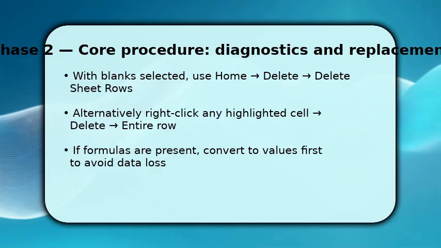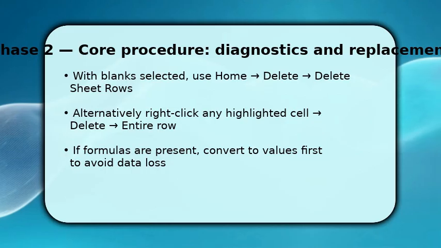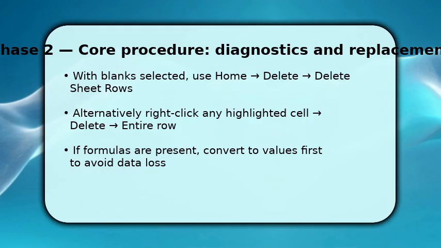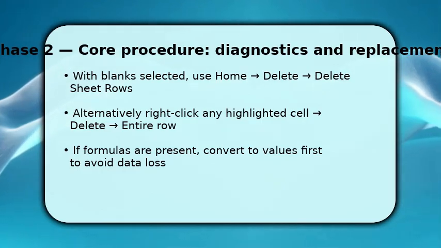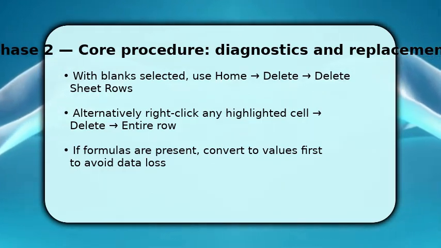If your sheet contains formulas that return empty strings, make sure to convert formulas to values first, because otherwise you may delete rows that seem blank but are formula-driven. Once removed, scroll and confirm contiguous data remains intact.